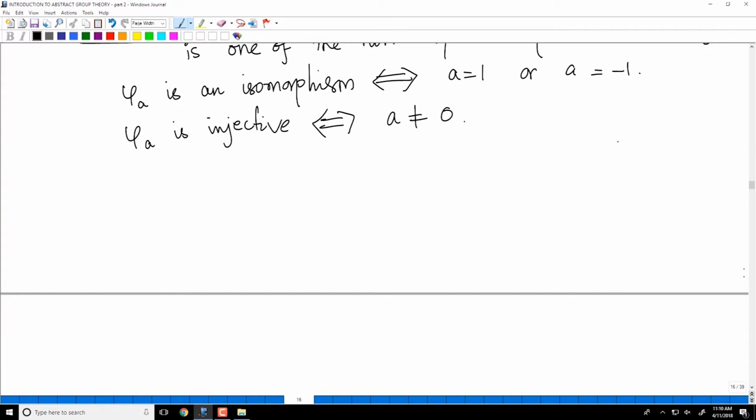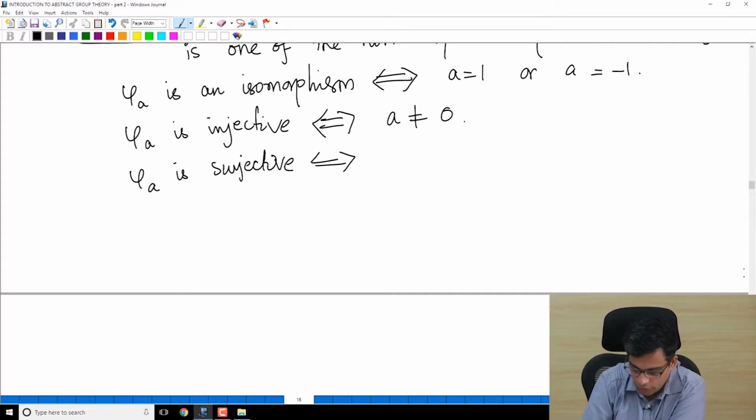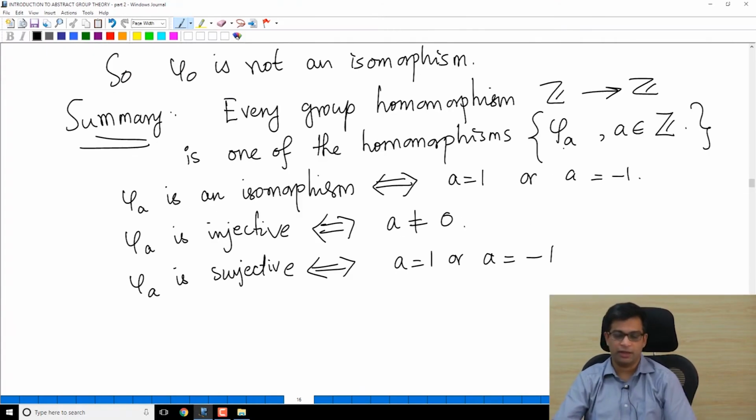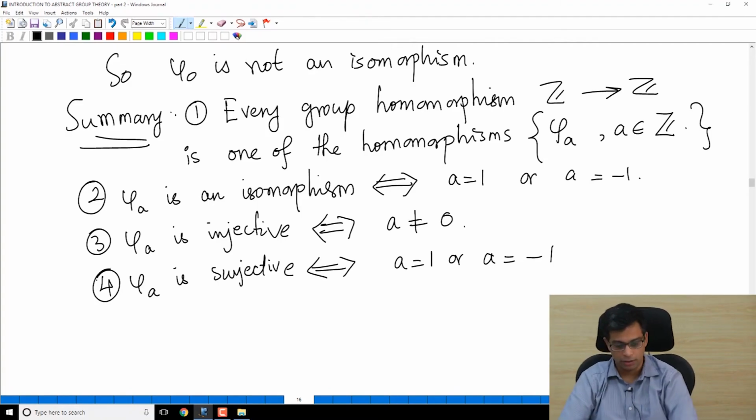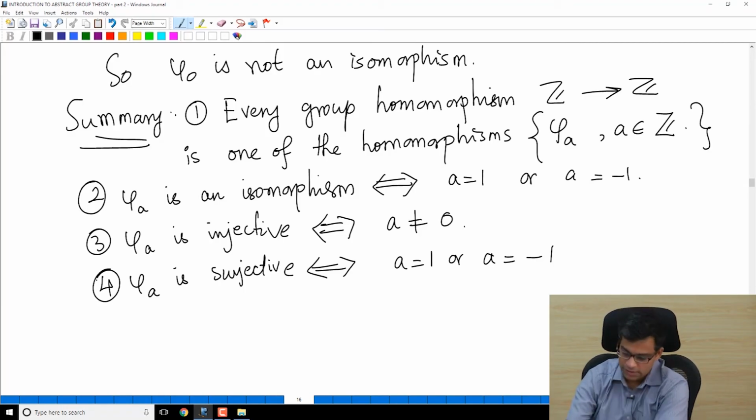And phi A is surjective when? If and only if A is 1 or A is minus 1. Remember that for any other integer it's not surjective. So the summary of these problems, which you should carefully understand, this is an important example of group homomorphisms and the properties that we learned about group homomorphisms, and this description is hopefully giving you a clearer understanding of all group homomorphisms from Z to Z.